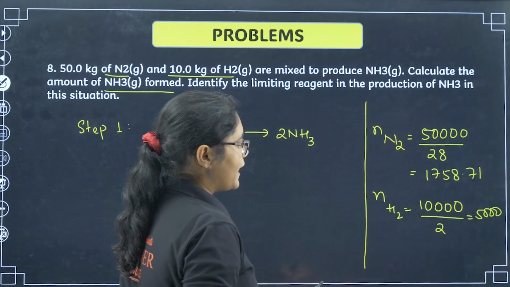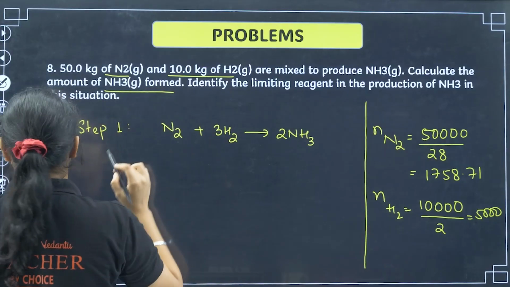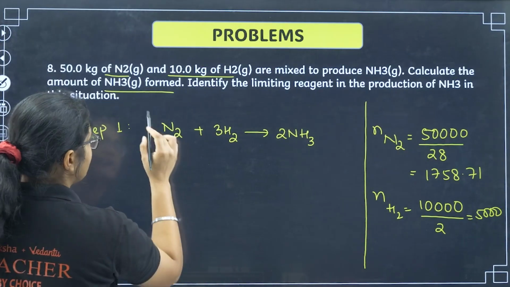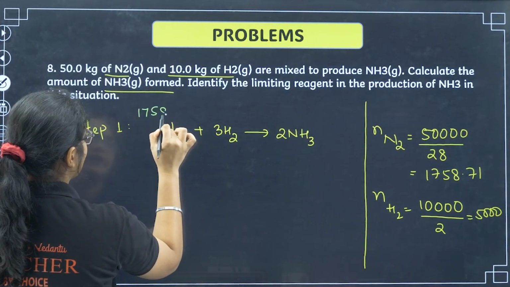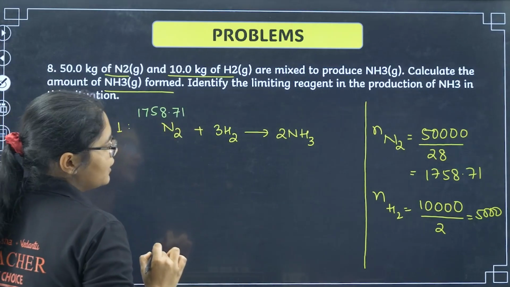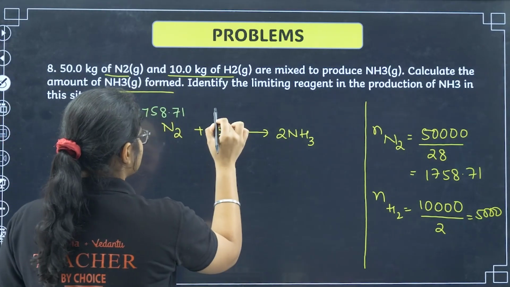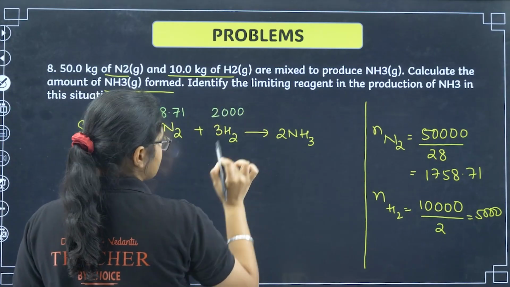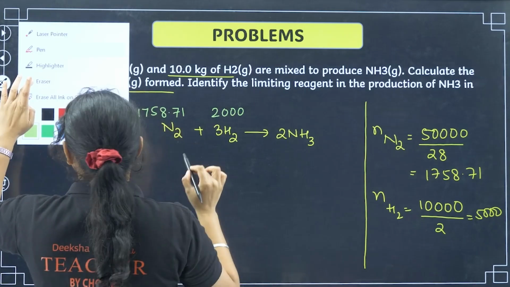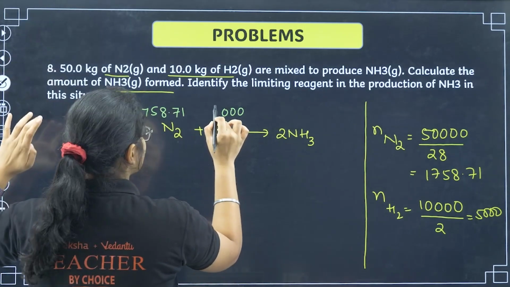So the number of moles of N2 is 1758.71, and the number of moles of H2 is 5,000. Sorry, this is 5,000.